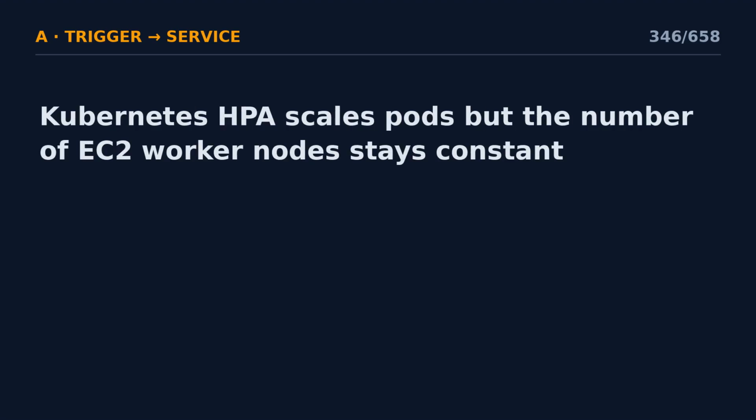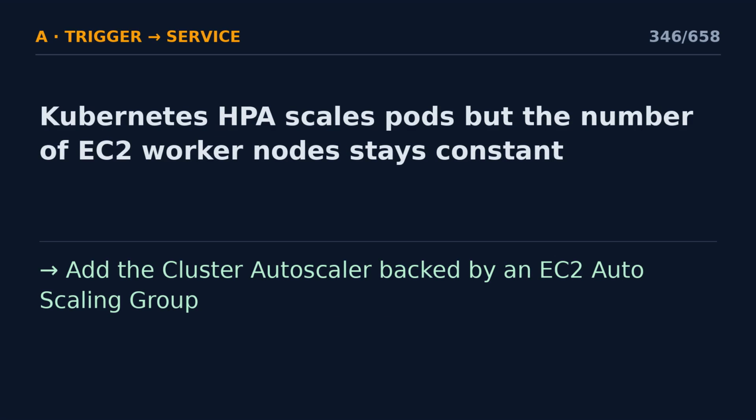Kubernetes HPA scales pods, but the number of EC2 worker nodes stays constant. Answer: add the Cluster Autoscaler backed by an EC2 Auto Scaling group.